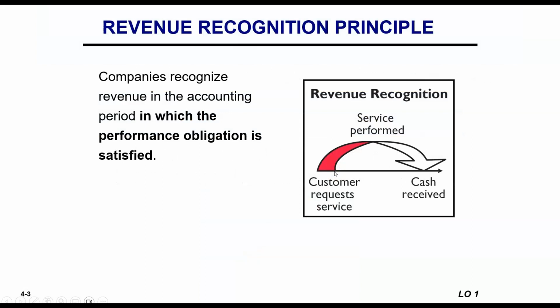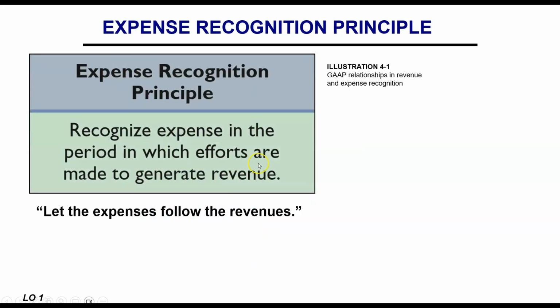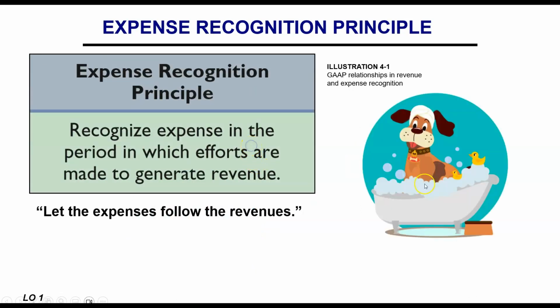So we've got the revenue recognition principle. Whenever we wash a dog, we're going to recognize the revenue. And that's the trigger for a revenue: actually physically doing the work for the customer. And then the expense recognition principle: when we use up something like shampoo or utilities to run the bathtub or employees' time, then that's when we recognize the expense. So our expenses follow our revenues. And that is according to GAAP principles.